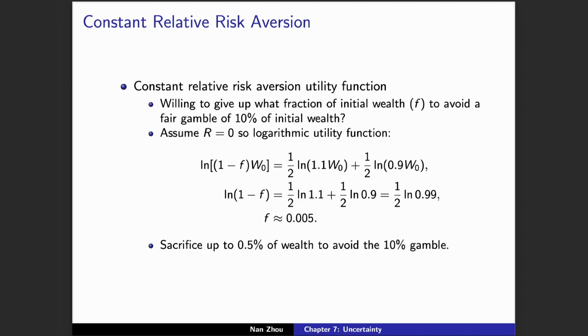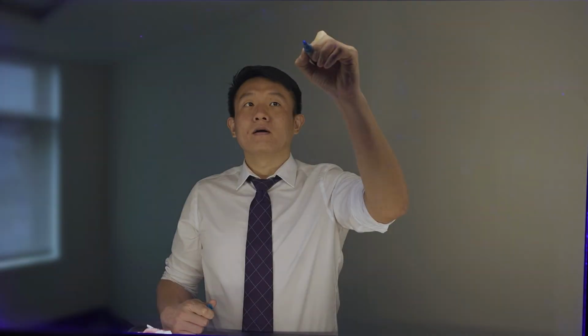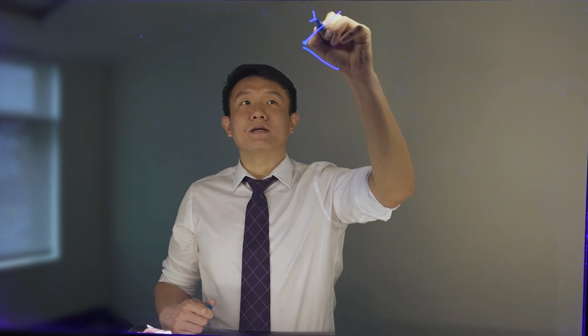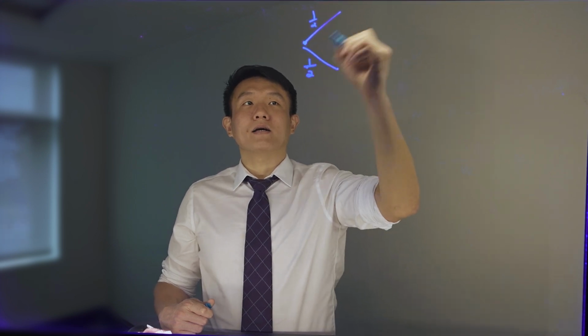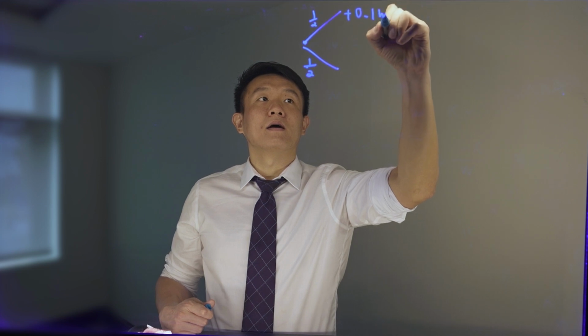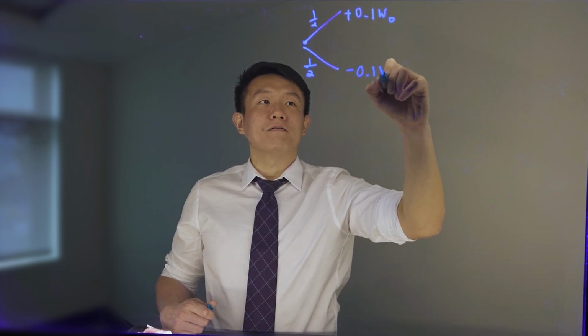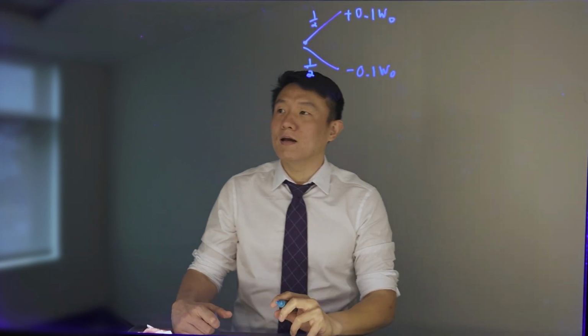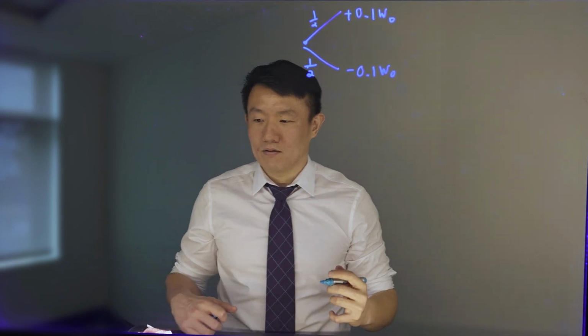With relative risk aversion, we can ask the same question we asked before: how much you're willing to give up to avoid a particular gamble. Except in this case, both of these are expressed as a fraction of your wealth. So let's imagine that we have another 50-50 bet, except instead of being for a fixed amount, it's going to be for 10% of our starting wealth.